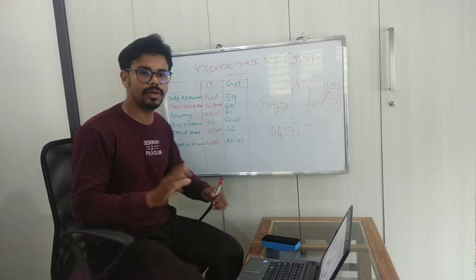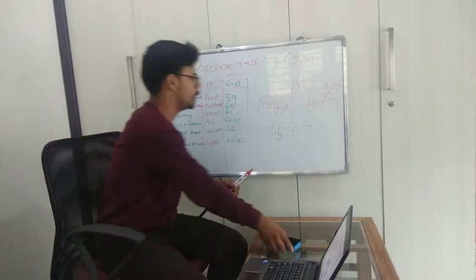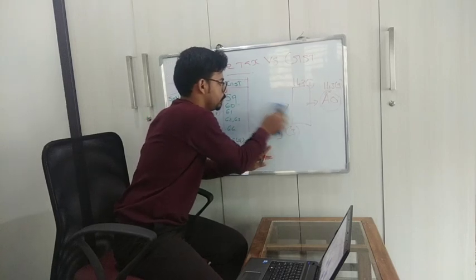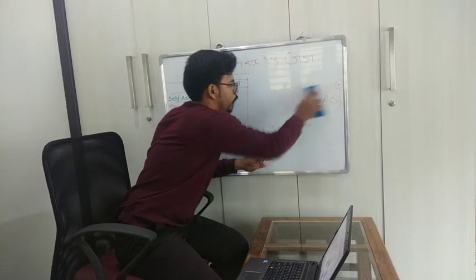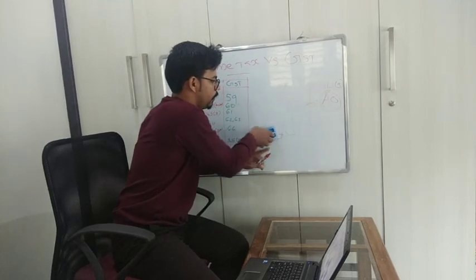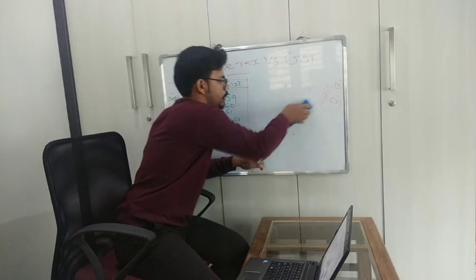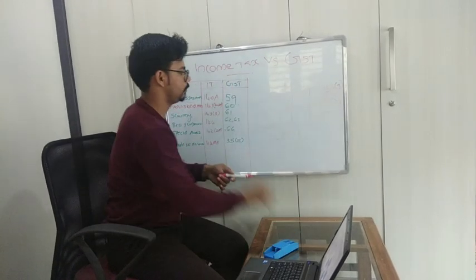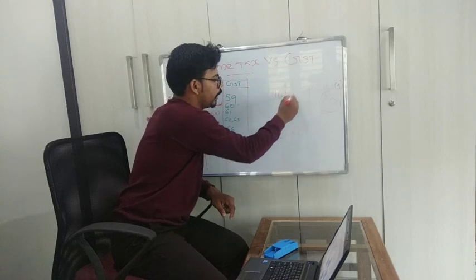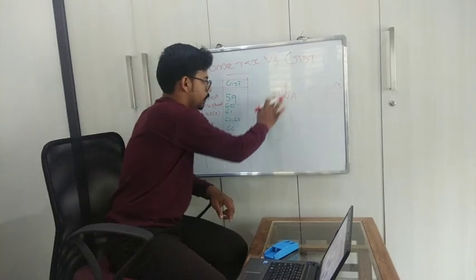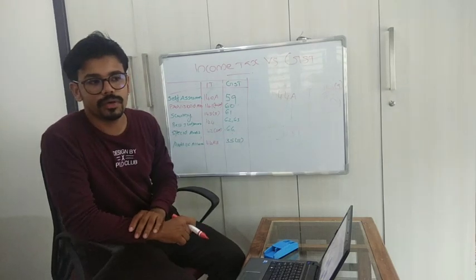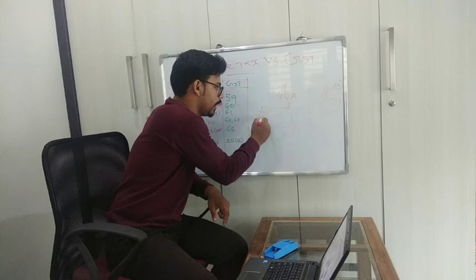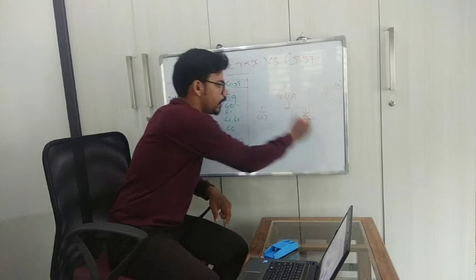Before section 44AB, let me try to give you a small idea about how the 44AB works. Before section 44AB, you have to know another section, that is 44A. Section 44A talks about the maintenance of books of accounts. It has two clauses, clause A and clause B.